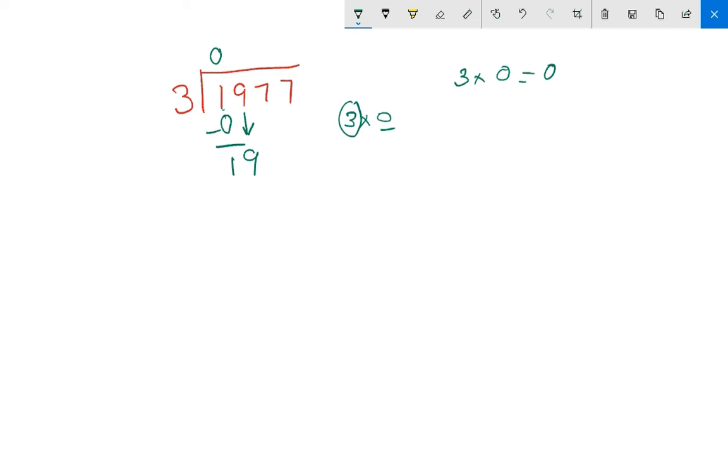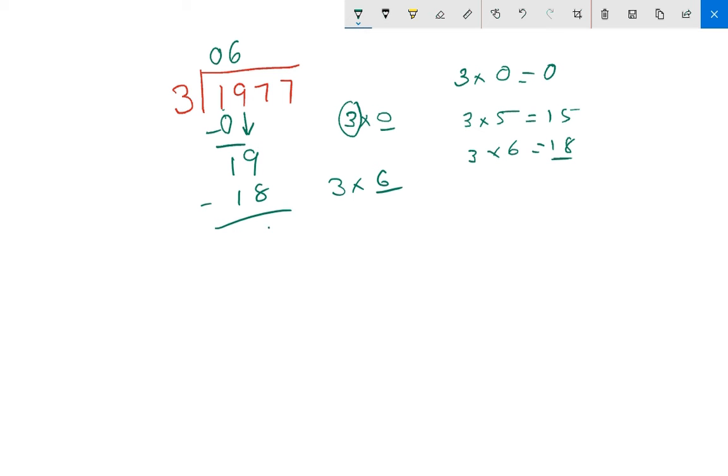19. How close can I get to the number 19 without going over using the multiples of 3? That's a long sentence. So I know my 5 times table really well. So I know 3 times 5 is 15. If I add 3 to that, I get 18. So 3 times 6 will give me 18. That's really as close as I'm going to get to 19 using the multiples of 3 without going over. Okay, so I'm going to put 18 under here. How did I get 18? I did 3 times 6. Pop that 6 up here because that's part of your answer now.